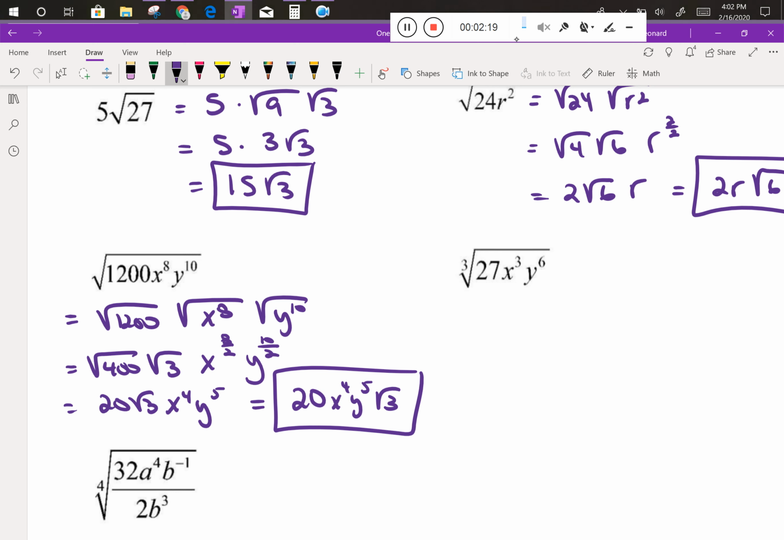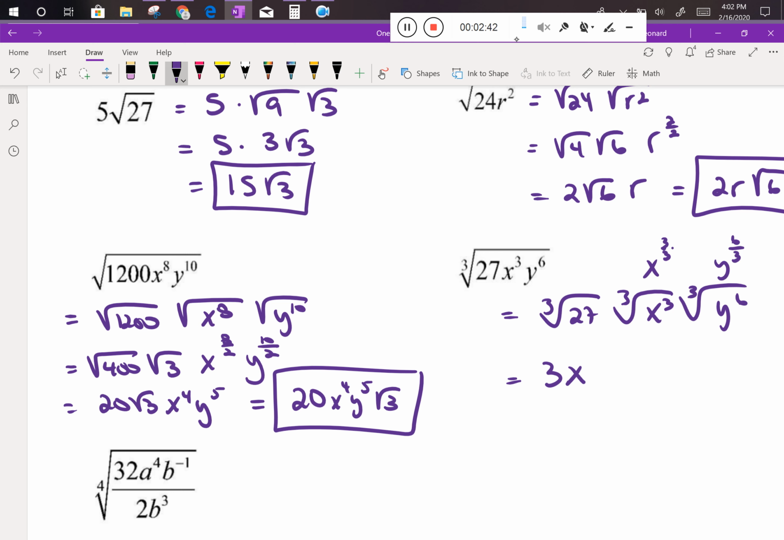We're switching over to cubed roots here in this next question. So we've got the cubed root of 27 times the cubed root of x cubed times the cubed root of y to the 6th. Well, we know that the cubed root of 27 is 3. So this is x to the 3/3, or x, and this is y to the 6/3, or y squared.